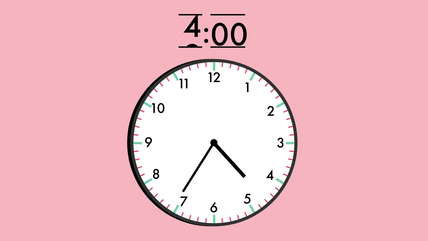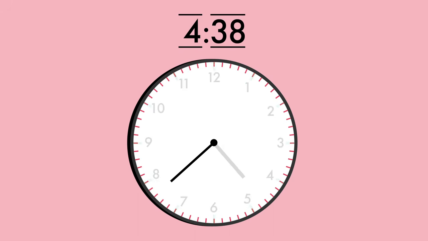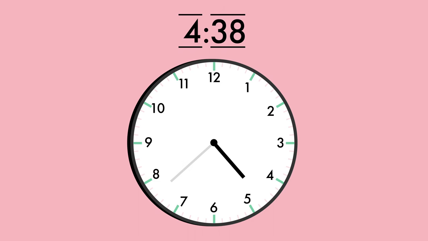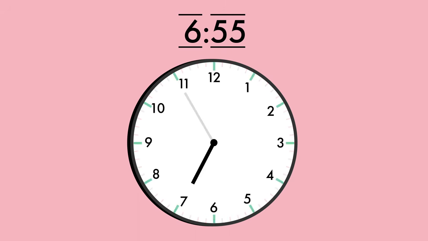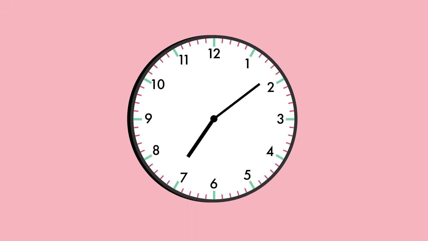For example, when it's 4:38, the minute hand will be pointing at the 38-minute mark, and the hour hand will be between 4 and 5. And at 6:55, the minute hand will be pointing to the 55-minute mark, and the hour hand will be somewhere between 6 and 7, almost at 7. Telling time can be difficult at first, but with practice, you'll be an expert in no time.